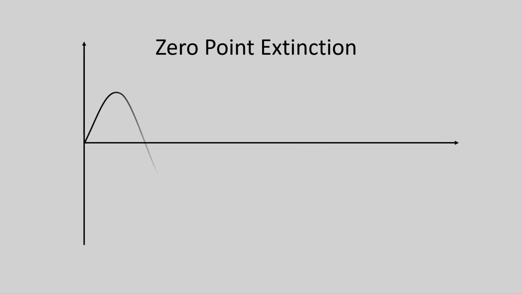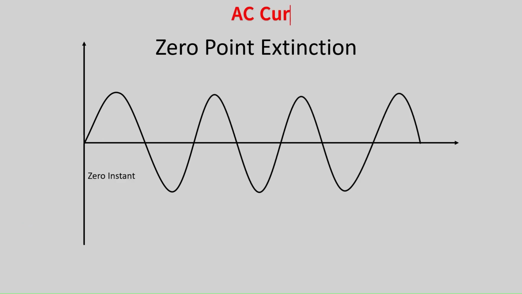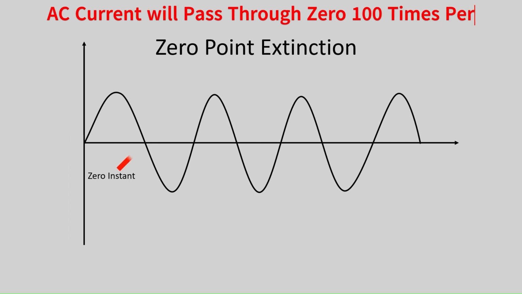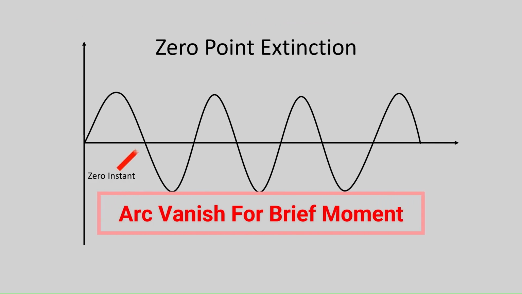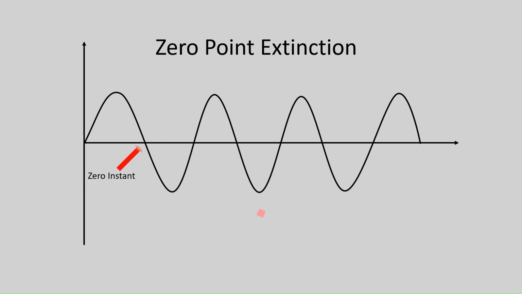The second method of arc extinction is zero point extinction. This method is employed in AC arc interruption. The alternating current will pass through zero 100 times per second in a 50 cycle current wave. At every current zero, the arc vanishes for a brief moment. However, the arc appears again with the rising current wave.